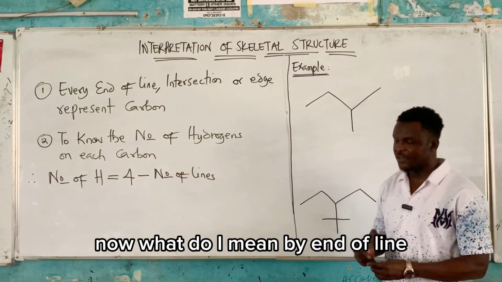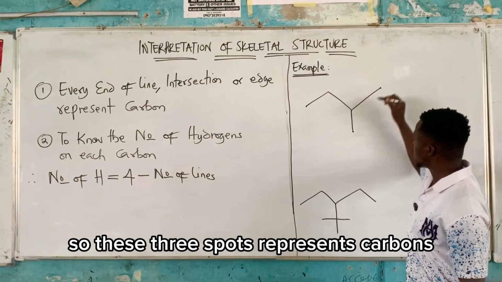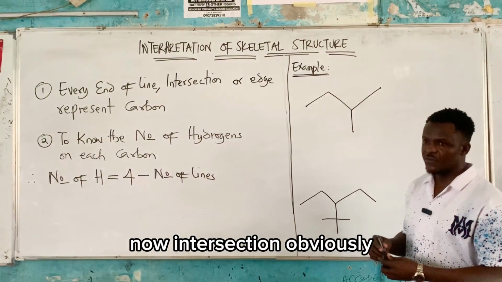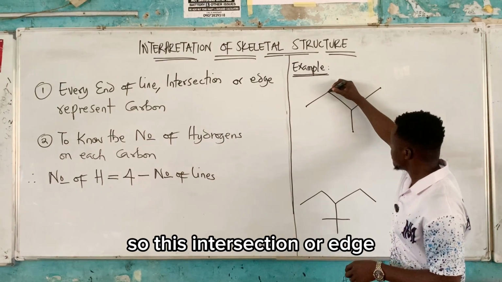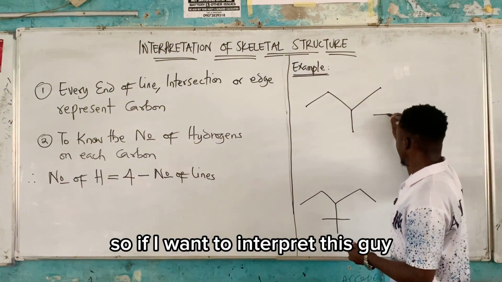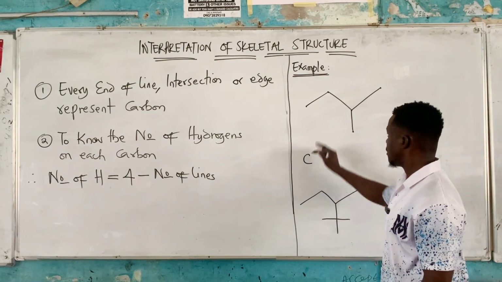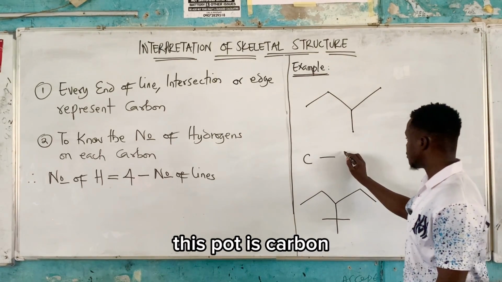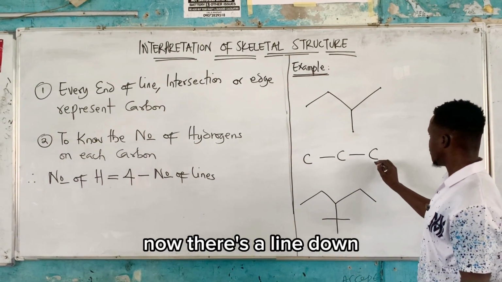Now, what do I mean by end of line? This point is end of line, this is end of line, and this is end of line. So these 3 spots represent carbons. Now, intersection, obviously, is where two or more lines intersect or meet, right? So this intersection or edge, this is also intersection. So if I want to interpret this guy, this carbon here is this one. This line is this. This spot is carbon. This line is this. This spot is carbon. Now, there's a line down.